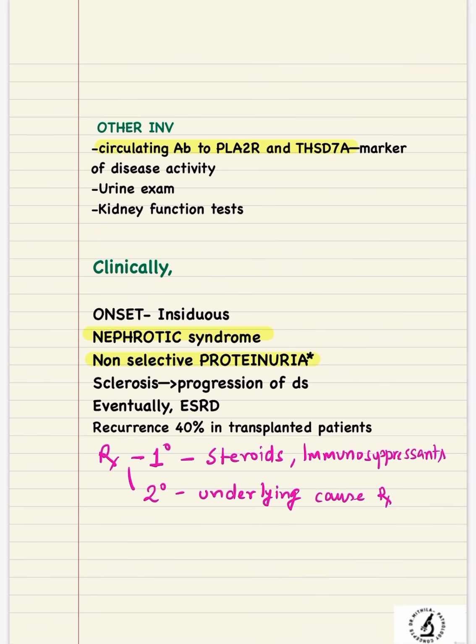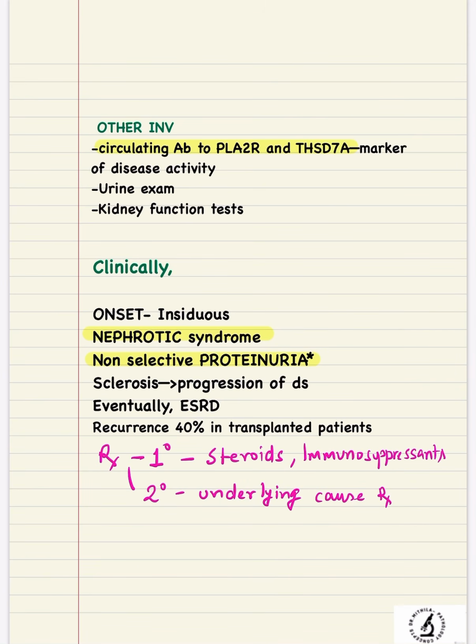Now clinically, the onset of this disease is insidious and it presents as nephrotic syndrome. The proteinuria here is non-selective, that is along with albumin, other proteins are also coming in the urine. Then when there is sclerosis in the glomeruli in the later part of the disease, it leads to progression of disease, and eventually the patient has end stage renal disease, which will need a renal transplant. Even with renal transplant, the recurrence of the disease will occur in 40% of the patients.